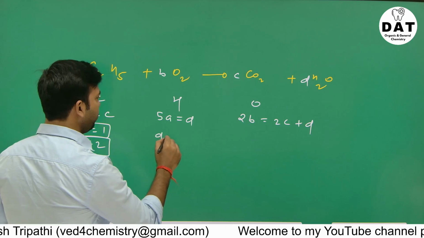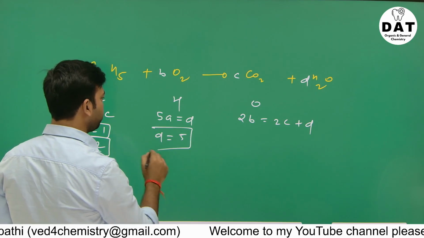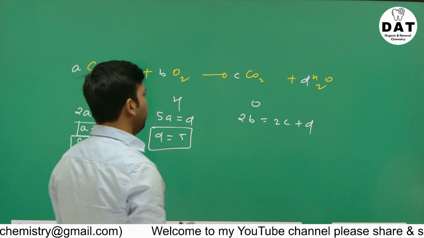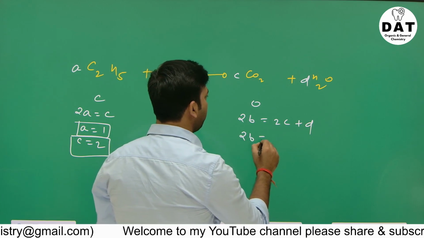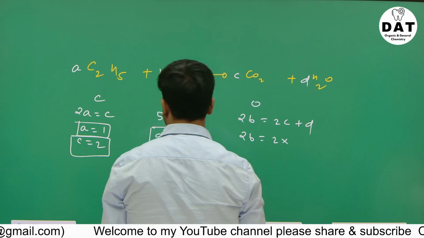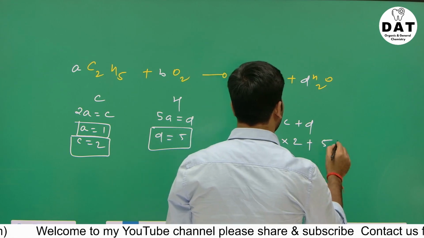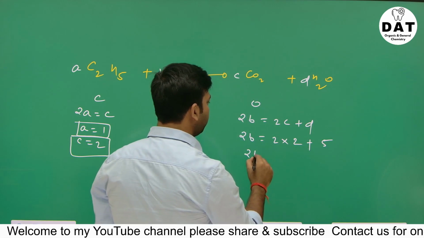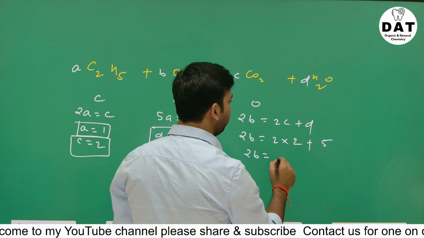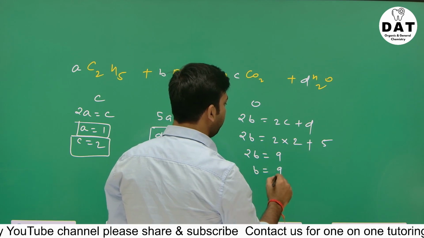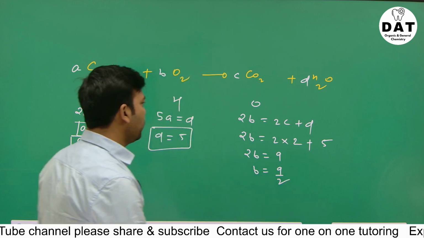So D is how much? D is my 5. Why? Because A is my 1. Clear? So here 2B is equal to 2 into how much? C? C is 2 plus how much? D? D is 5. So overall 2B is equal to 2 into 4 plus 5. How much? 9. So B is equal to 9 by 2. Clear? You can again check this.